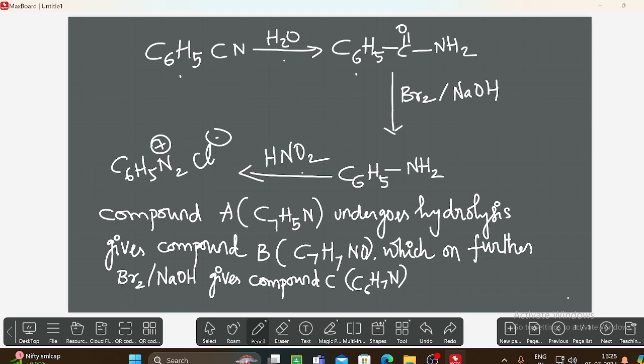A, B, C, D. Here only the molecular formula is given. They do not reveal the name of the compound. These kind of questions are called word problems.